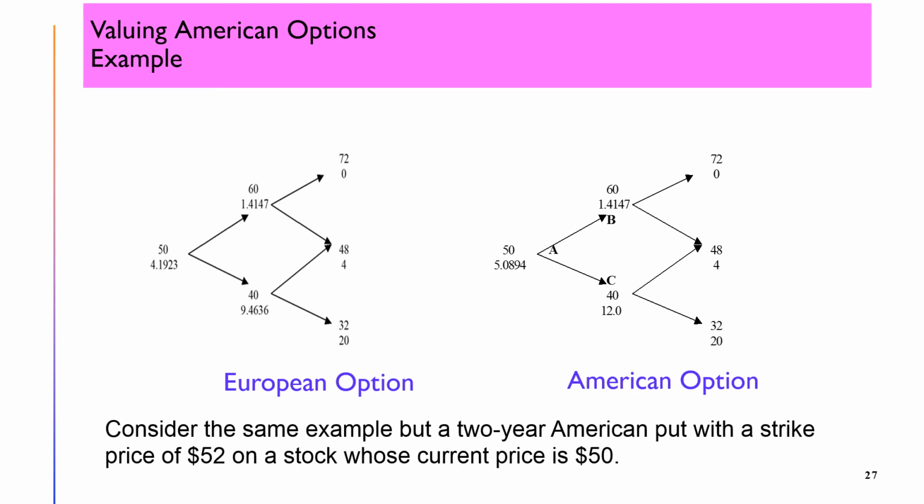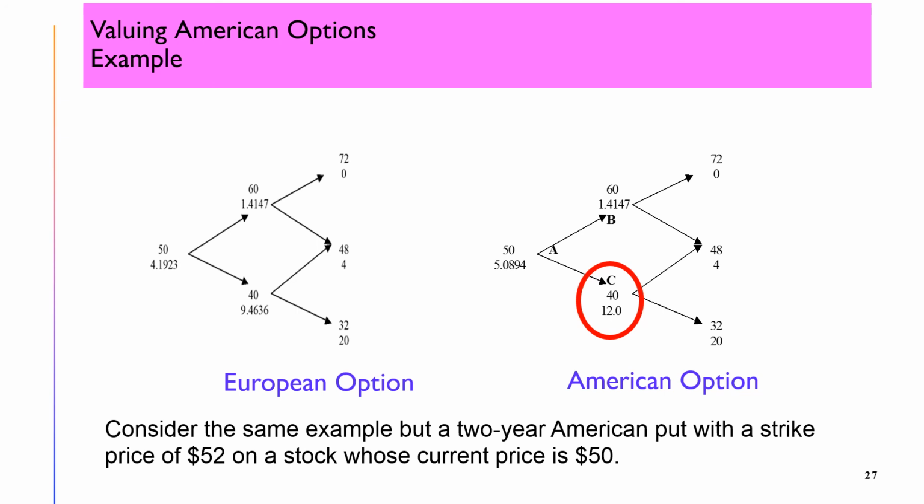Let's consider the same example for a 2-year put option. From the two figures, what are the key differences? Do you notice the difference? Well, the market prices of the stock and the possible changes in year 1 and year 2 are the same. The values of the option at expiration date are the same. The only difference is at node C, where the option value is $12 instead of 9.4636. Why is that so?